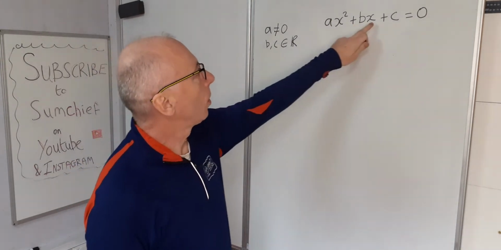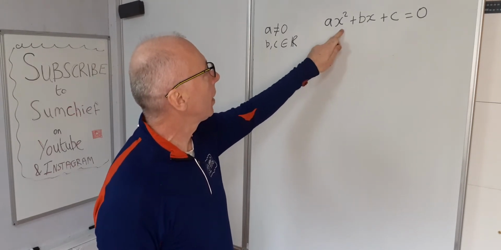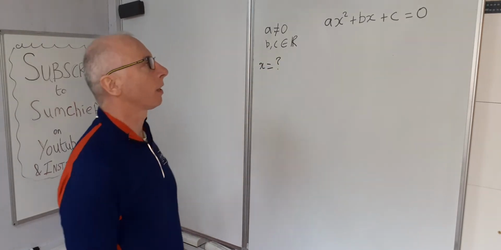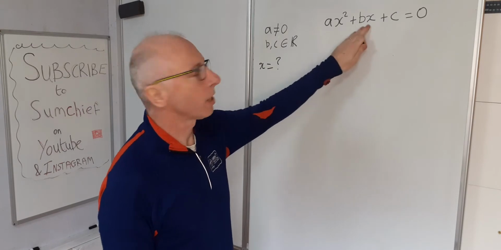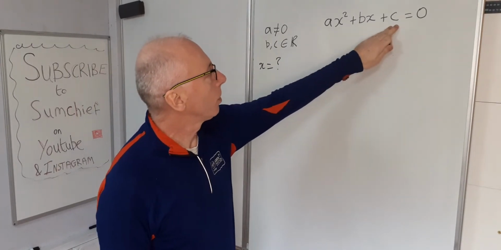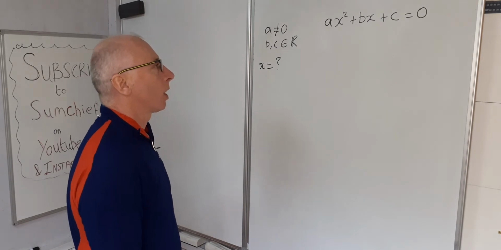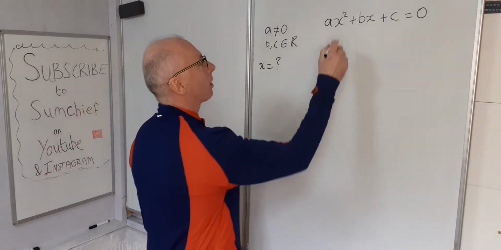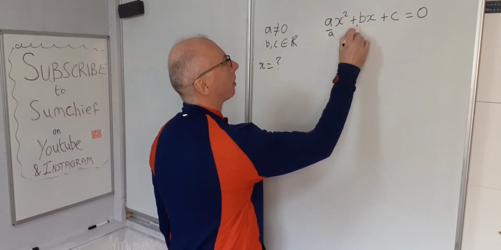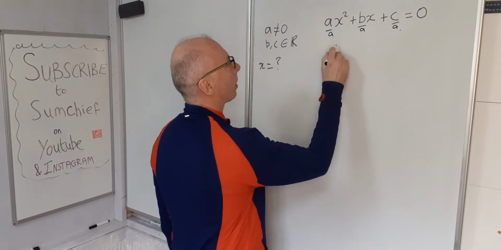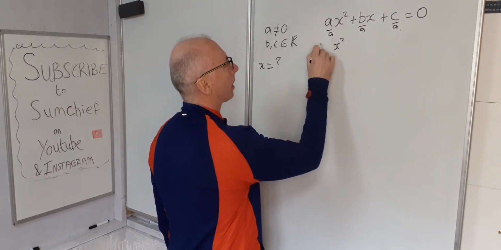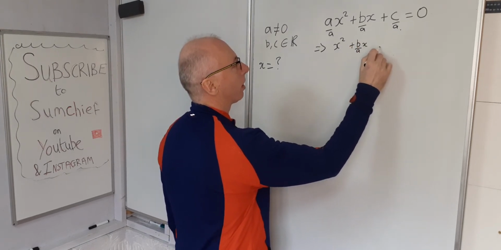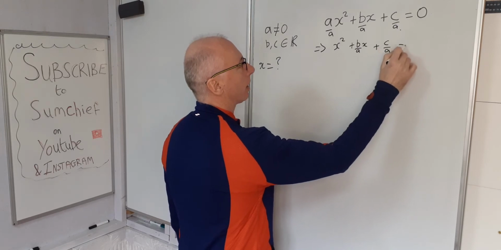Okay, so we need to solve for x. So basically all we need to find out is what x is. So x equals, that's what we're looking for. So we need to get these two terms together without the c term. So how do we go about that? So first of all, what we can do is we can divide everything by a. So if we divide everything by a, we end up with x squared, so let's put that here. So we end up with x squared plus b over a x plus c over a equals 0.